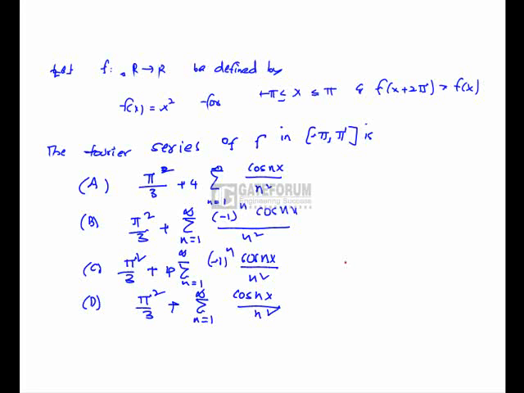Function f of x is even. That means in the Fourier series the bn coefficients are going to be 0. So f of x is going to be the DC component plus even harmonics, n equals 1 to infinity, an cos nx. We have to find a0 as well as an.